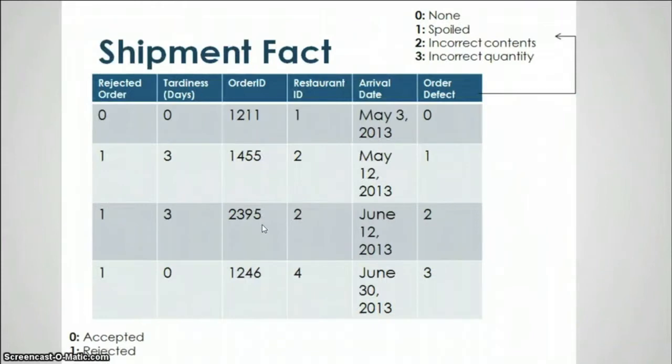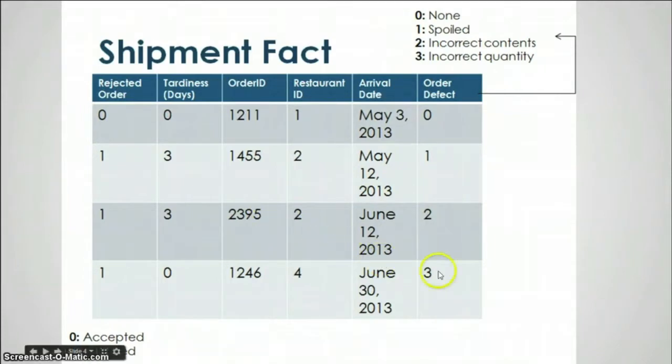Secondly, shipment fact looks at the grain of a shipment order from a vendor arriving on a certain date at a certain restaurant. Vendor and restaurant are able to have a hierarchy of location, and order ID will be associated with vendor ID hierarchy as well for later use. Rejected order list is 0 or 1, where 0 is an accepted order while 1 is rejected. Tardiness of an order is recorded in the next column by day. Order ID is recorded, which will be associated with a particular vendor for later analysis.